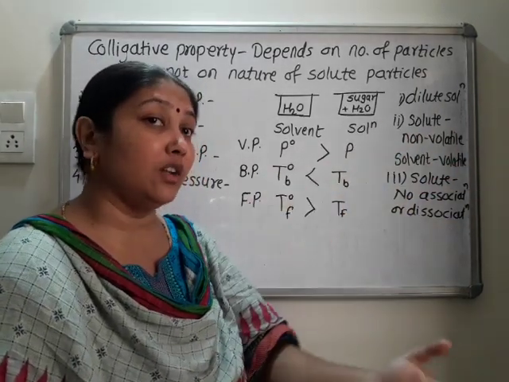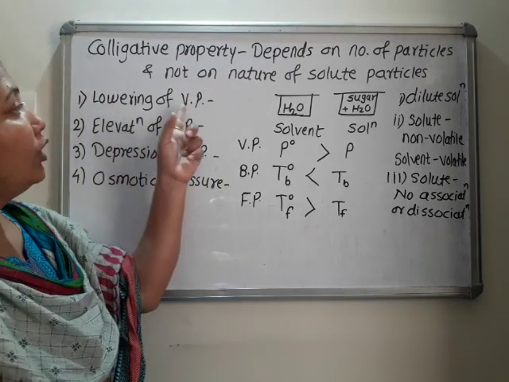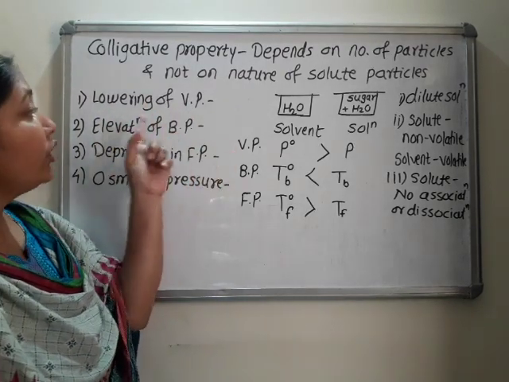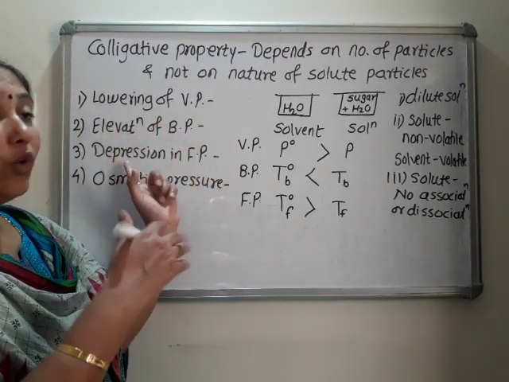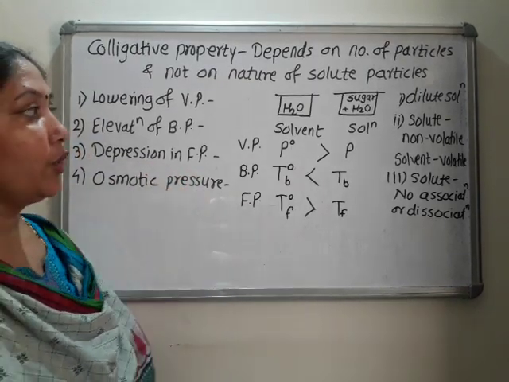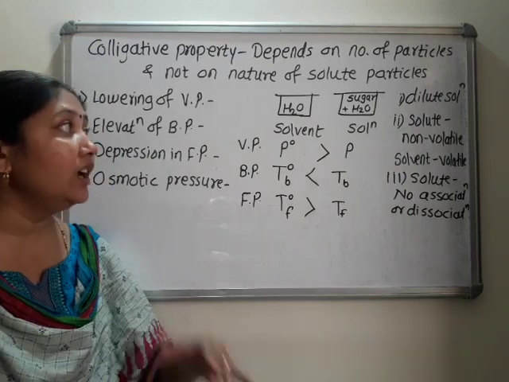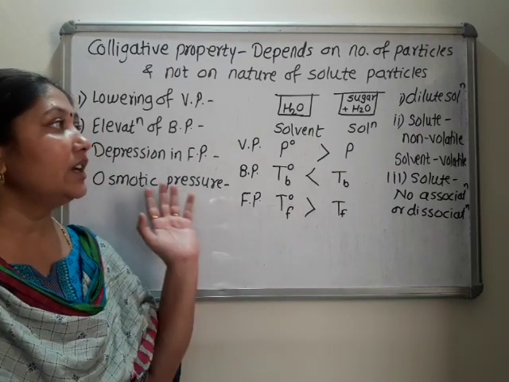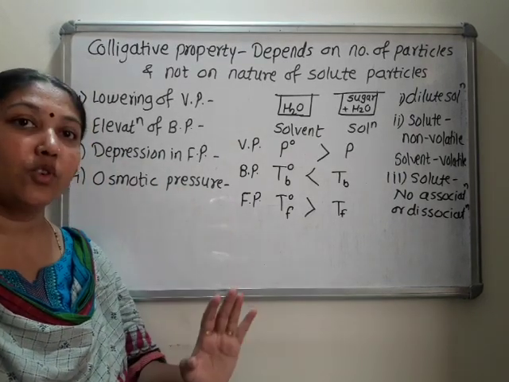The more the number of particles, the more is the lowering in vapor pressure, the more is the elevation in boiling point, the more is the depression in freezing point, and the more will be the osmotic pressure. This point will be clear. One by one we will discuss each property. Is this clear? What is colligative property?